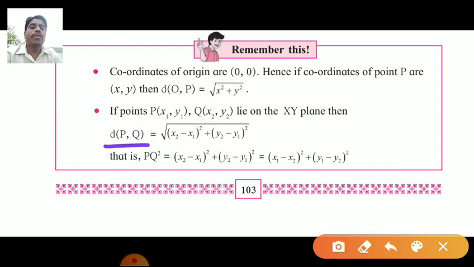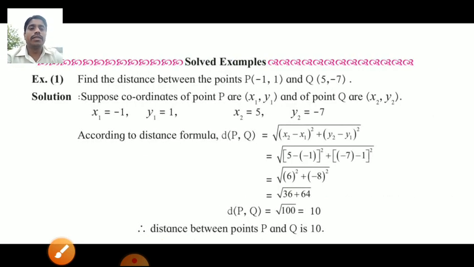Then the distance between any two points P and Q is the square root of (x2 minus x1) whole square plus (y2 minus y1) whole square. Using this formula we can find the distance between any two points. Suppose we consider the first example.